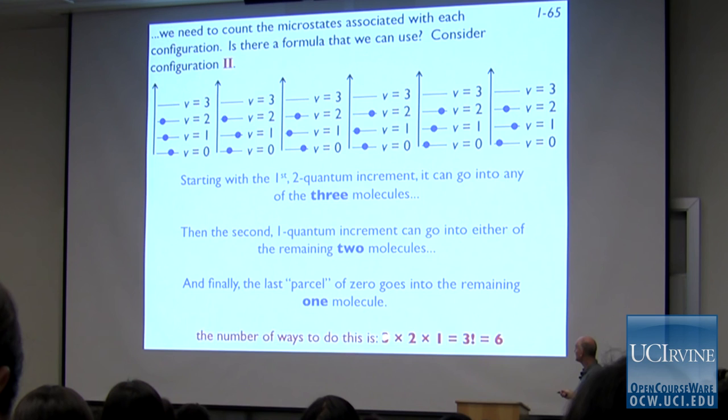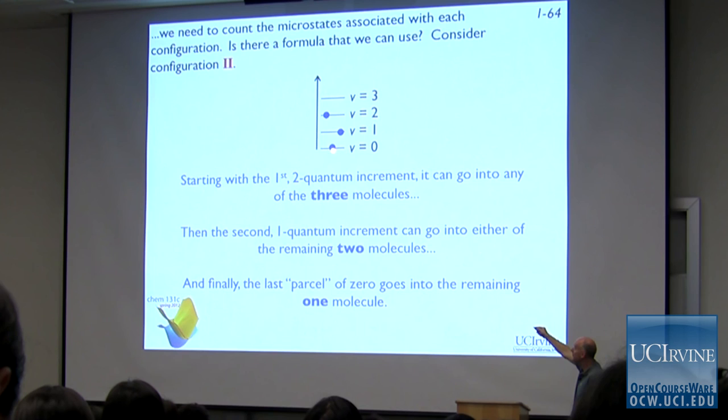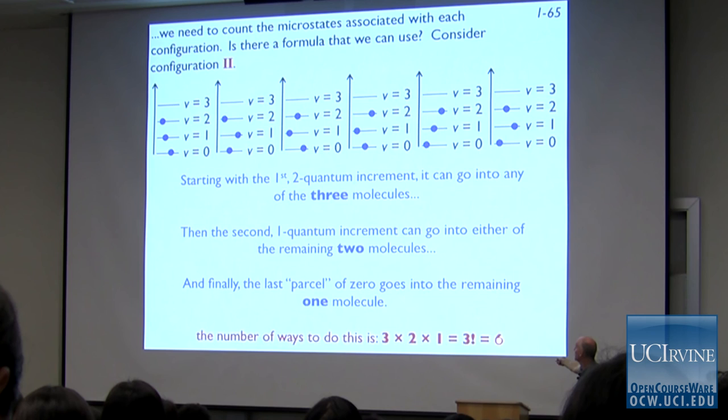Right, three different places to put that first quantum times two different places to put that second quantum times one, only one remaining place to put that last quantum. Right, 3 × 2 × 1 = 3! = 6. Boom. That correctly predicts the number of microstates for this configuration.